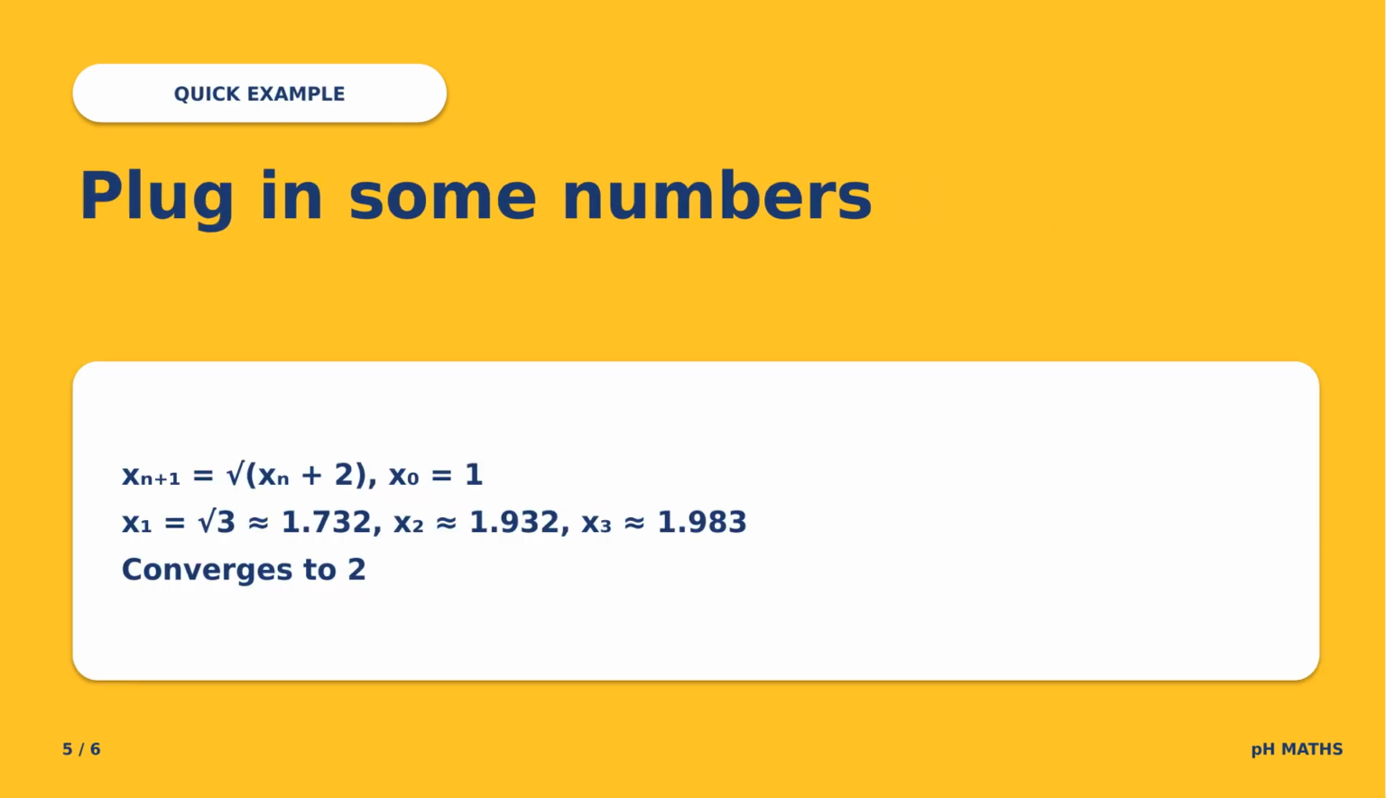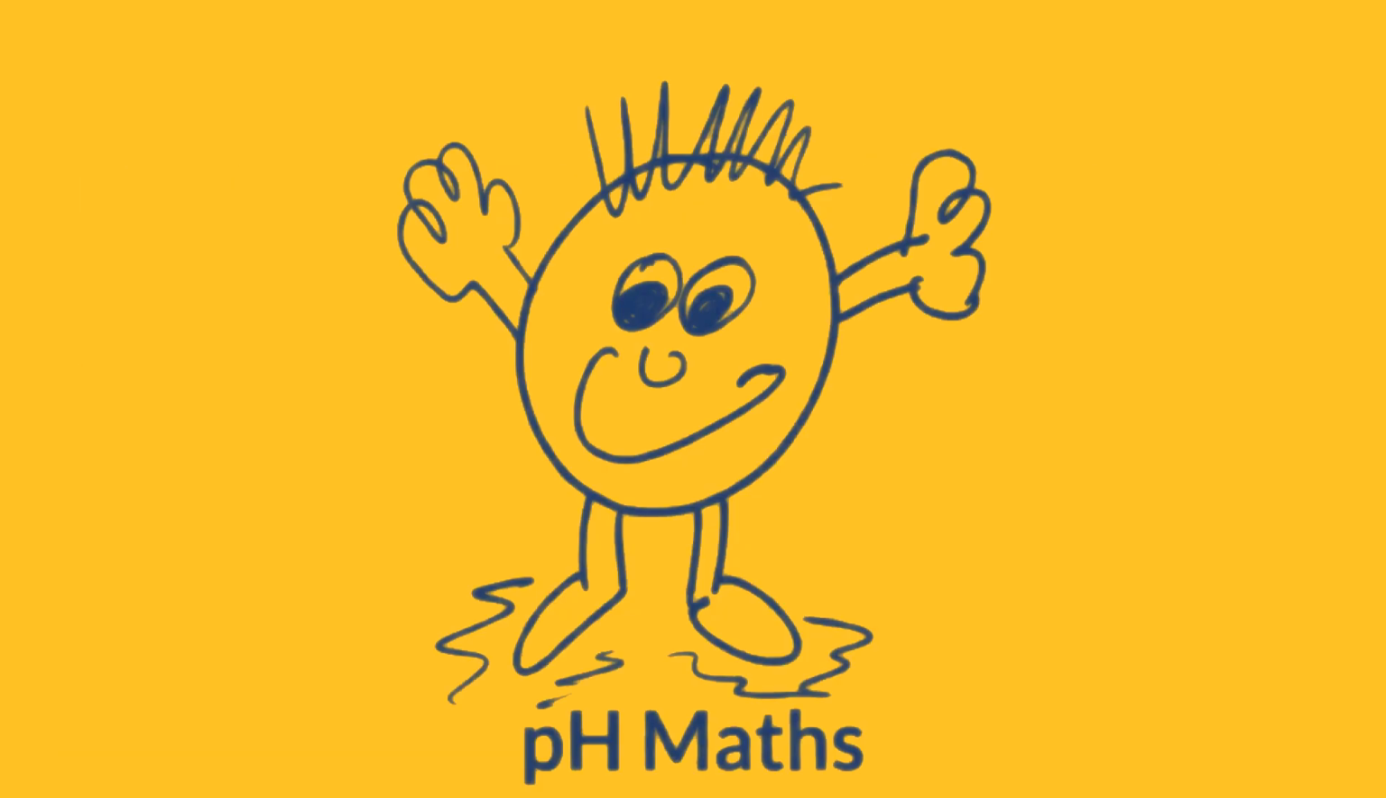Quick example, x sub n plus 1 equals root of x sub n plus 2. We'll start with x sub 0 equals 1. X sub 1 equals root 3, about 1.732. X sub 2 equals root of 3.732, about 1.932. X sub 3, about 1.983, converges to 2, which is the exact solution.